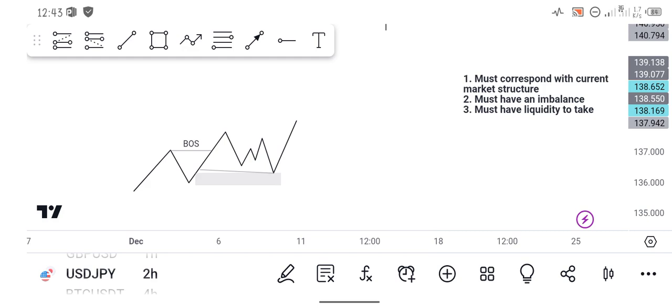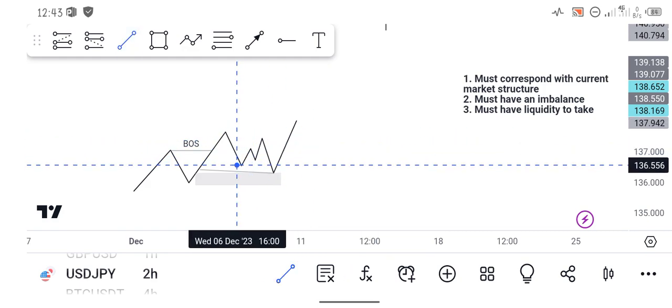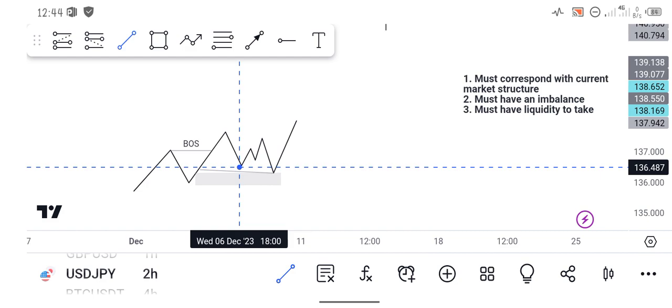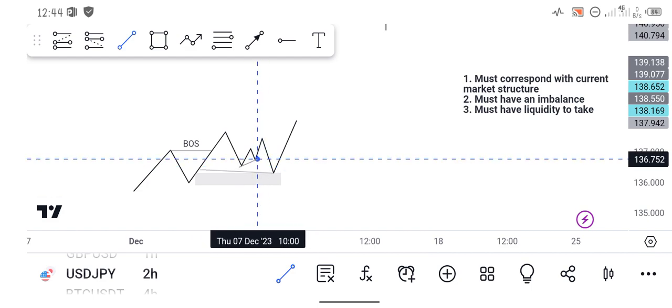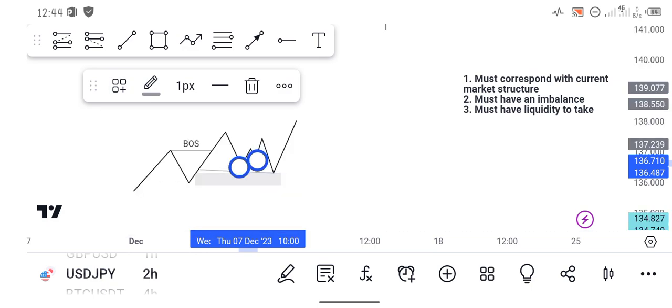And thirdly, it must have liquidity to take on its way to our order block, or our point of interest, which is this: liquidity in the form of a trend line. I'll probably do a video on liquidity and show you some forms of liquidity.